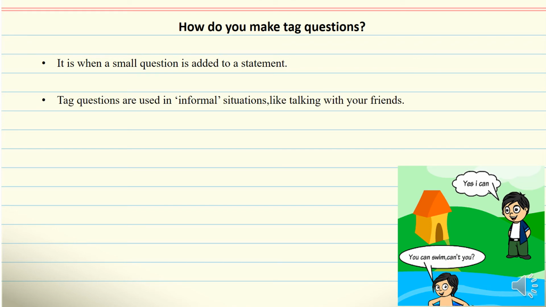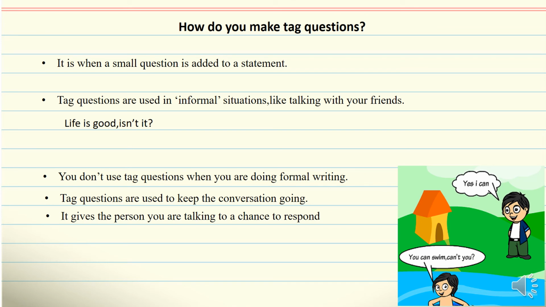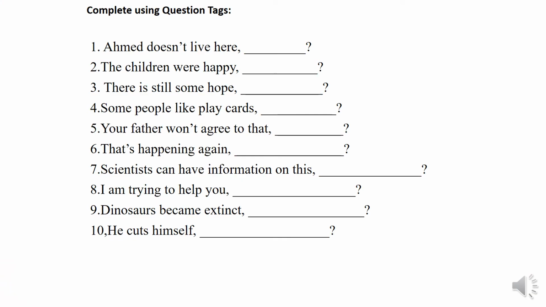Tag questions are used in informal situations like talking with your friends. Life is good, isn't it? You don't use tag questions when you are doing formal writing. Remember that. Tag questions are used to keep the conversation going. And also it gives the person you are talking to a chance to respond. And of course the conversation can continue after that.